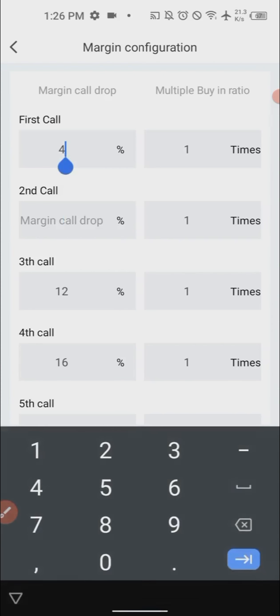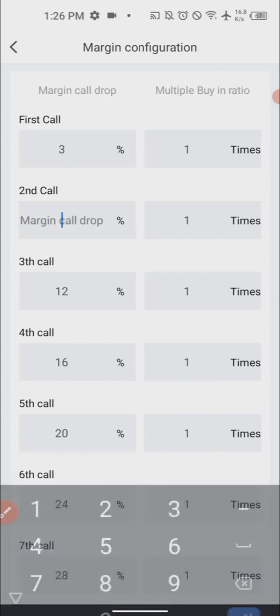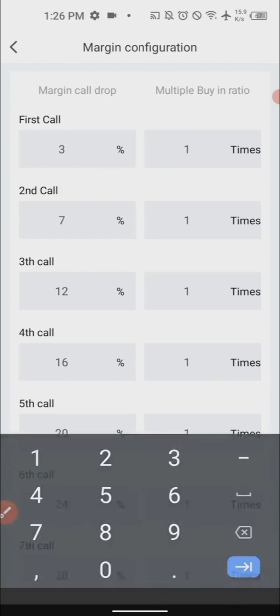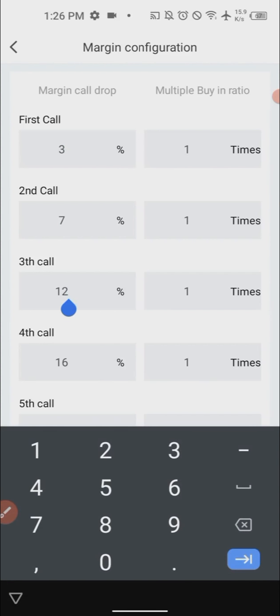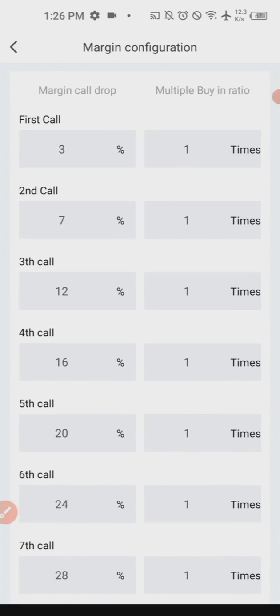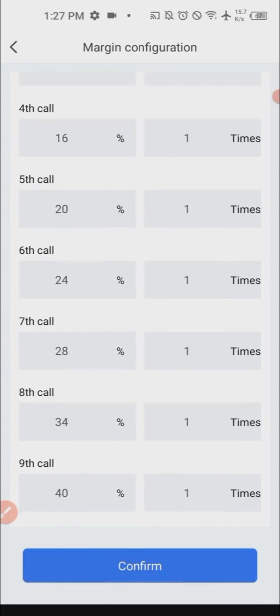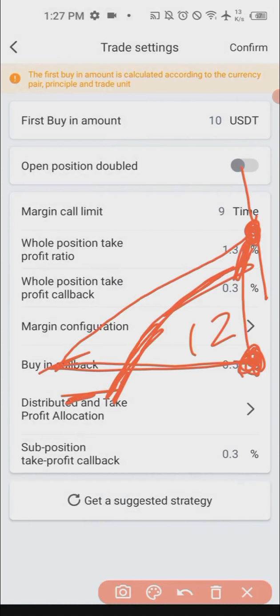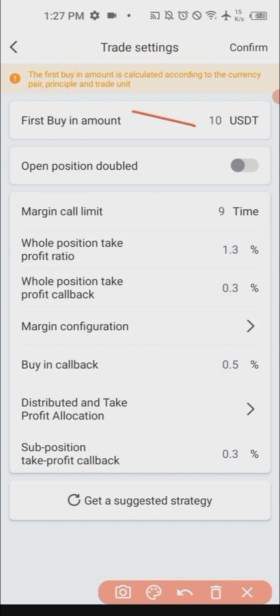Okay, let me just reduce this to 3, 7, 12. So the instruction I'm giving the bot is, if the price falls by 3%, buy another value. If it falls by 7%, buy another value. If it falls by 12%, buy another value. So these are the instructions. Having set this, I'll click on confirm. Then the next option. By virtue of this, we have attempted 1, 2, 3, 4, and 5.